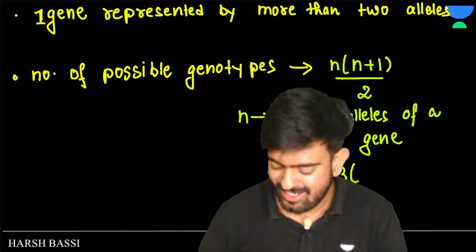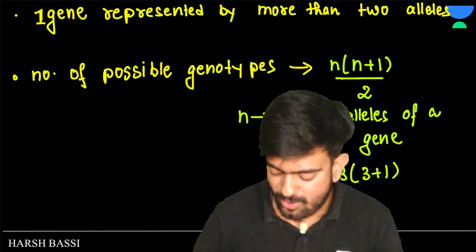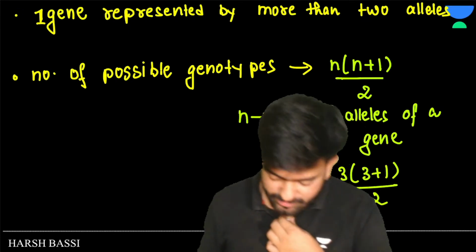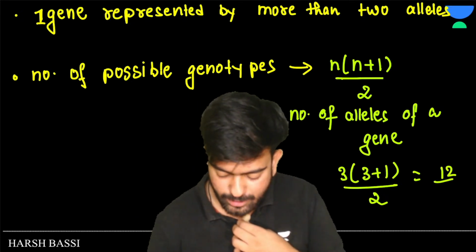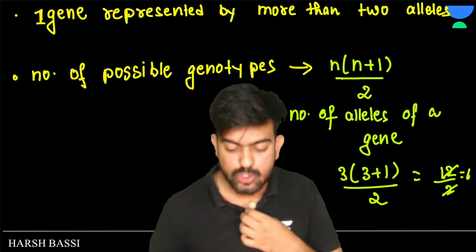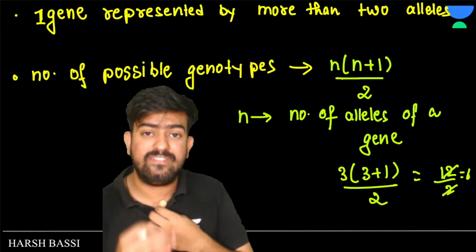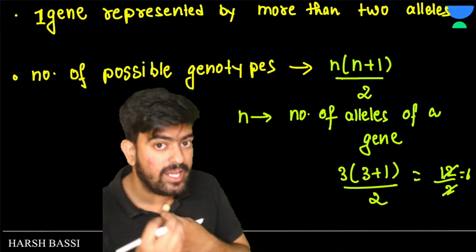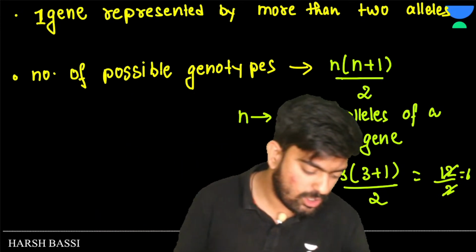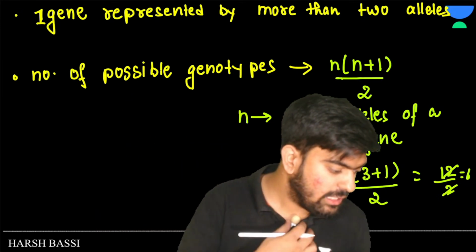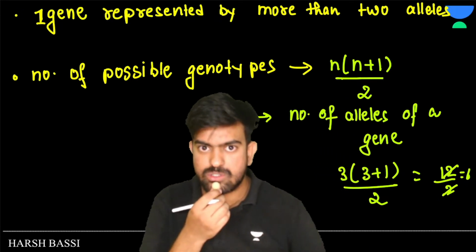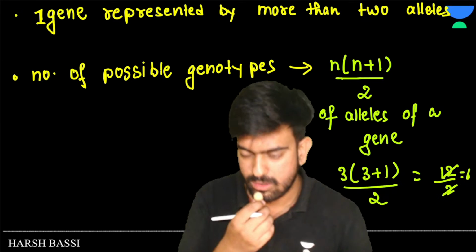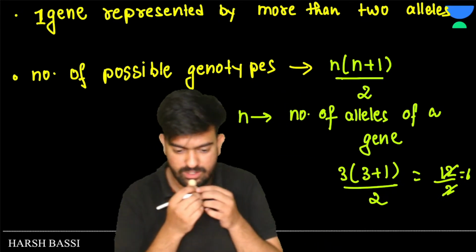Okay, so (3+1)/2, what will it be? 3 plus 1 will be 4, 4 3s are 12, 12 by 2 will be 6, yes or no? So in total, we will be having 6 genotypes. In total, we will be having 6 combinations, yes or no? Yes, obviously we can have 6 combinations. I'll show you, don't worry. 6 combinations in total we can have.